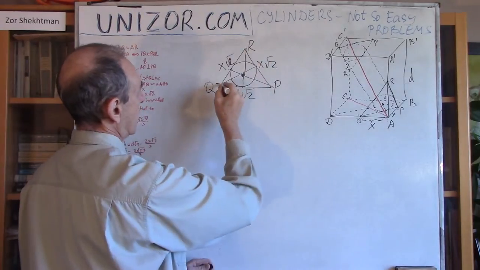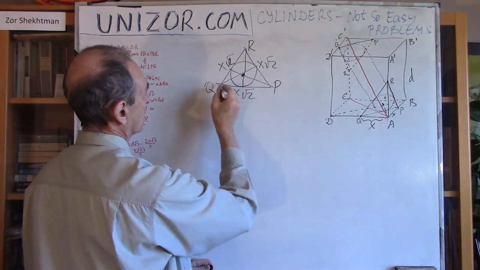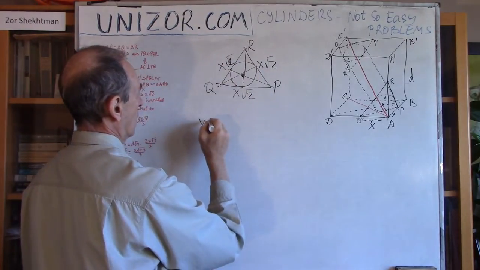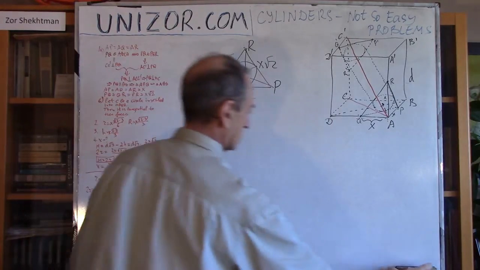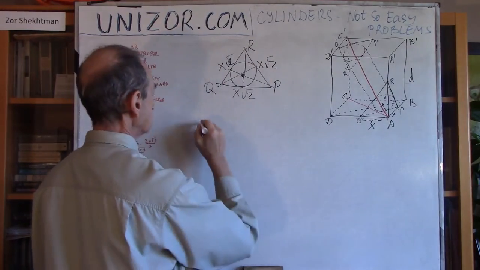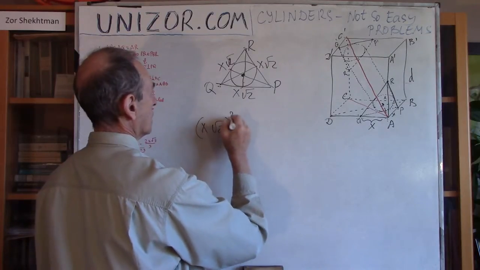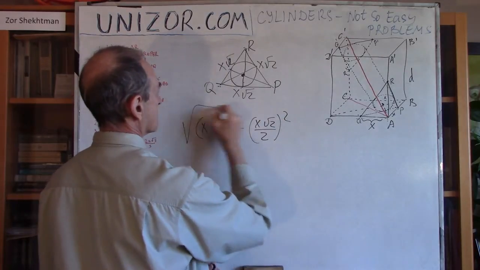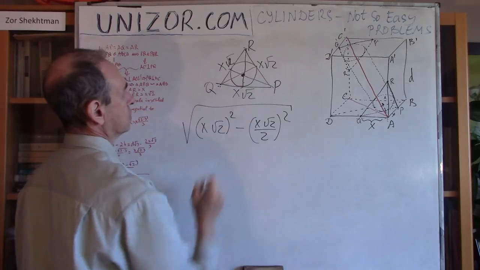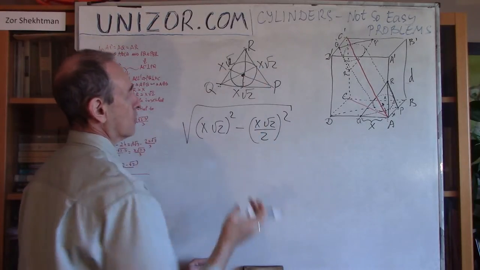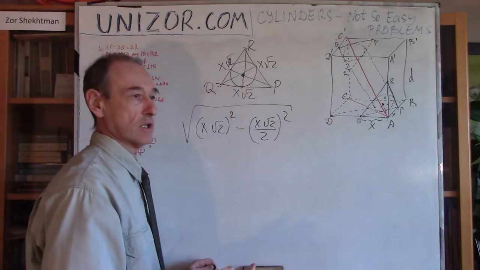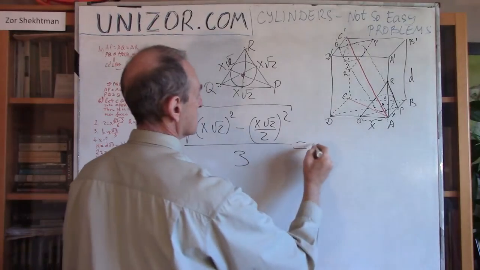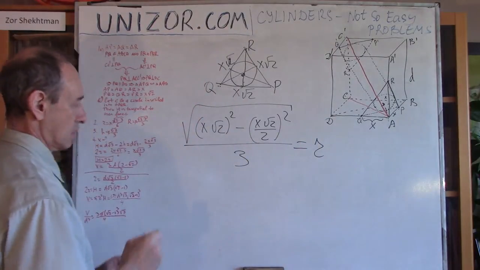Now, since this is x square root of 2, this is half of it, so the entire height is equal to the square root of (x square root of 2) squared minus (x square root of 2 over 2) squared. This is the entire altitude. Now the radius is, you remember, all medians always intersect in the ratio 1 to 2, so it's 1/3 of the median. So I have to divide it by 3, and this is my radius of the inscribed circle.